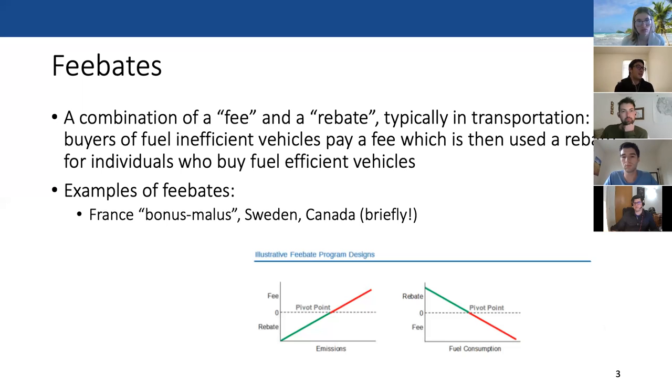In terms of structuring the fee-bate, if you do it just like this with a straight line, let's see, what types of people are going to be affected the most? Typically the lower income people would be affected the most because they would be prone to buying the most inefficient or secondhand cars.